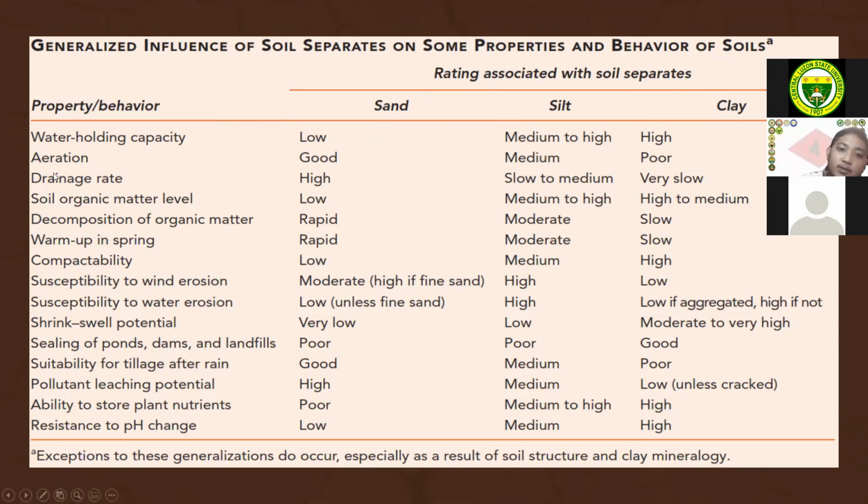Then aeration. Aeration, sand is good. So alam naman natin yung sand ay malaki yung particles. So between particles, magkakaroon doon ng mga pore spaces na pwedeng i-penetrate ng water or ng hangin, ng gases. So aeration of sand is good, silt is medium, and clay is poor. Karaniwan yung clay natin, di ba sila yung mga naka-compact? Once na naka-compact na yung clay, mahirap nang pasukan or i-penetrate ng gases or ng water. So it has poor aeration.